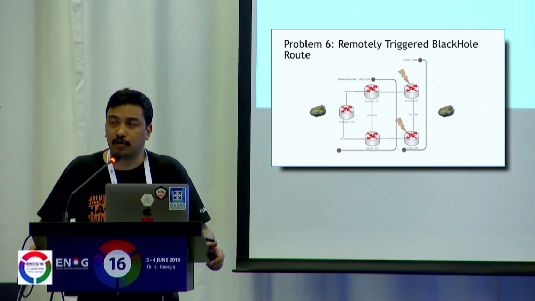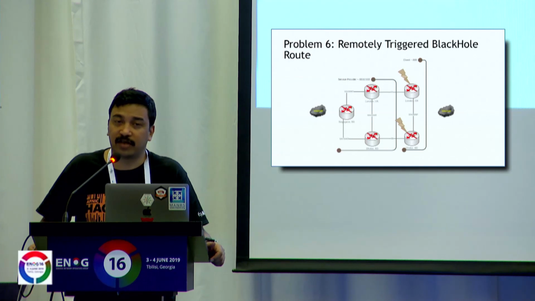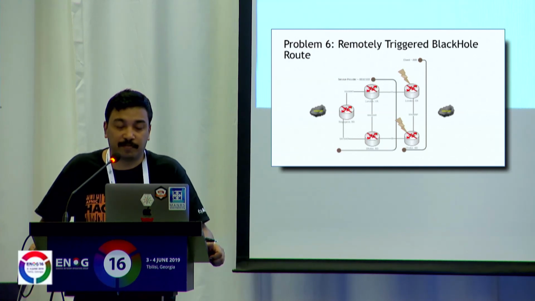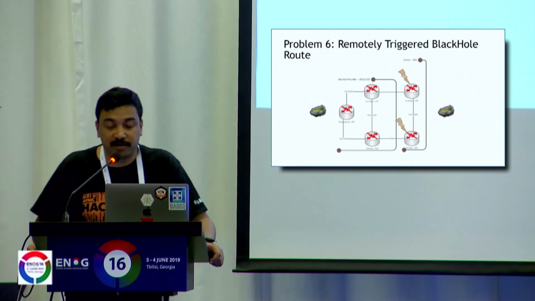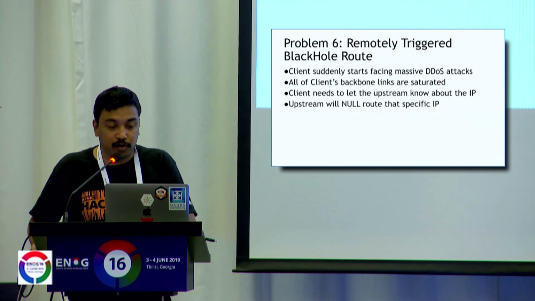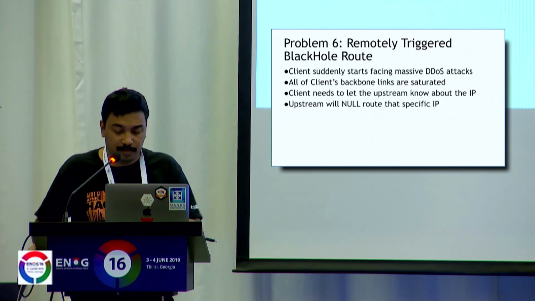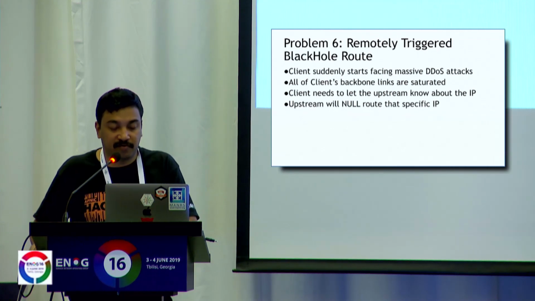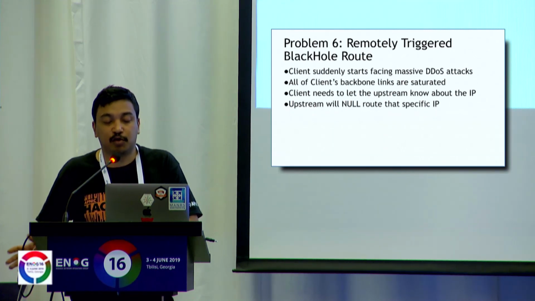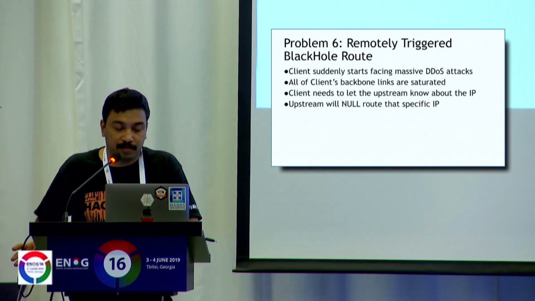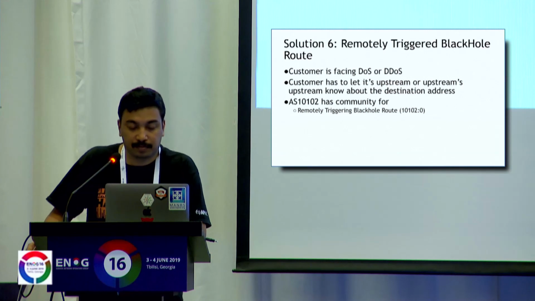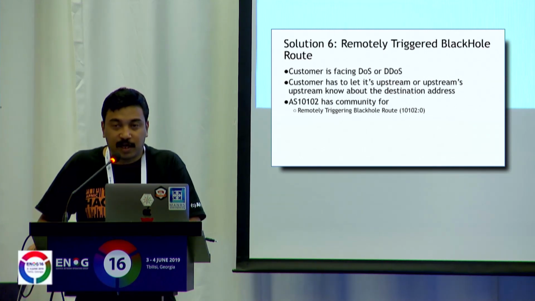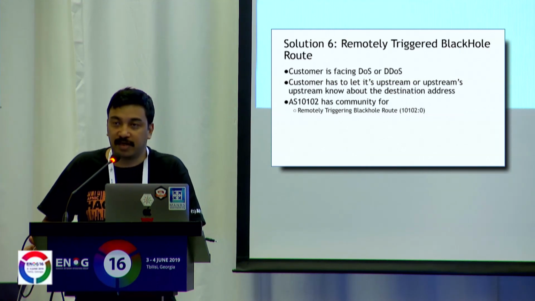So what we do is inform our upstream provider, or the upstream provider tries to black hole that route, so that any traffic going towards the destined host is actually dropped from their network. But what if you can give control to your user? Rather than waiting for your customer's feedback, the customer can tag it with some BGP community and advertise it towards you, which will help you do the same thing, but in an automated fashion. So the customer has to let their upstream know about the destination address.